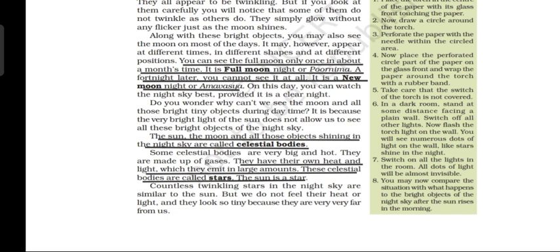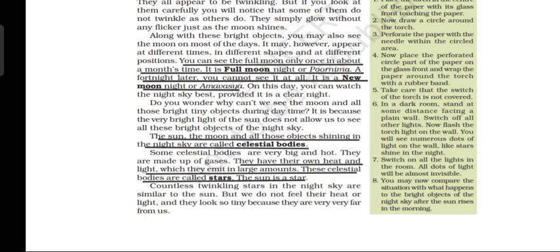Now, the sun, the moon, and all those objects shining in the night sky are called celestial bodies. Some celestial bodies are very big and hot. They are made up of gases. They have their own heat and light which they emit in large amounts. These celestial bodies are called stars. The sun is a star.